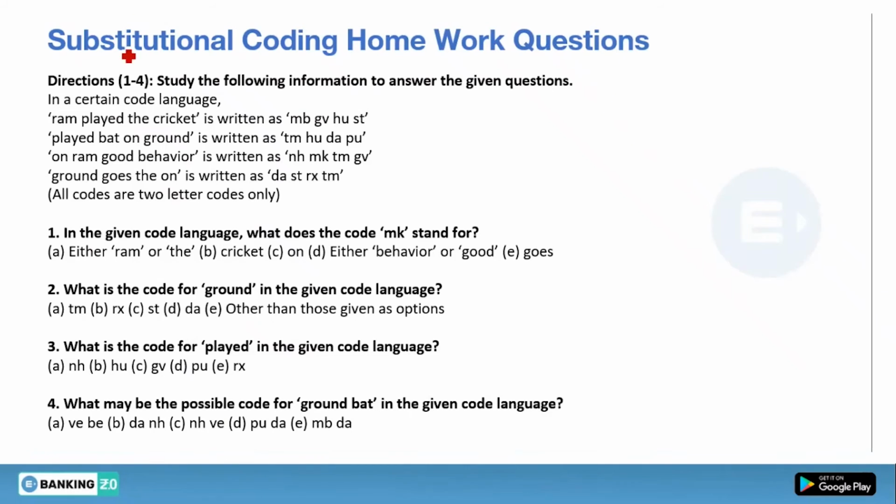Okay, students, based on today's video, these questions are for your homework. Try to solve them and comment the answer in the comment box. And the answers to these questions I will be discussing in my upcoming video.